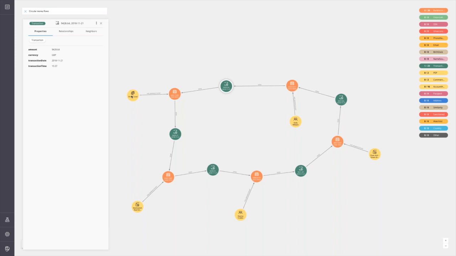So we can see how the money has moved between these accounts throughout the day in a circular fashion, right? So this could raise suspicion, right? This sort of activity could be something that would raise an alert.